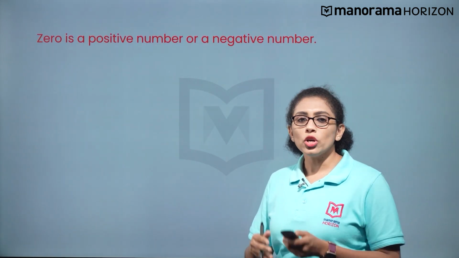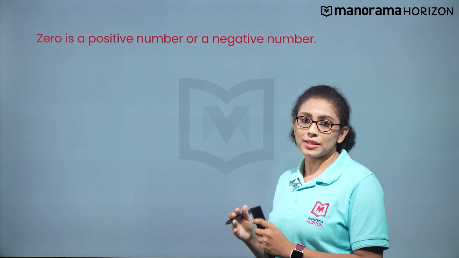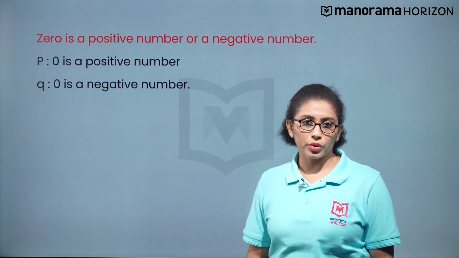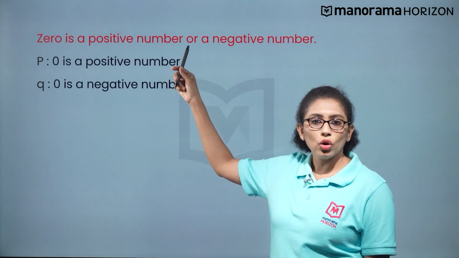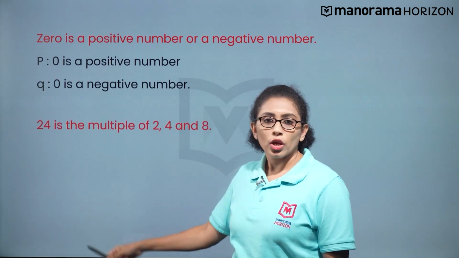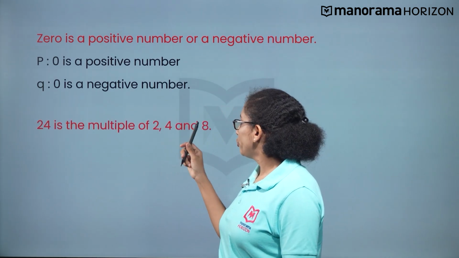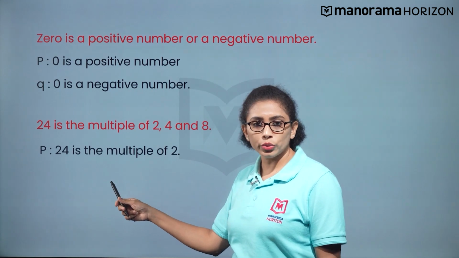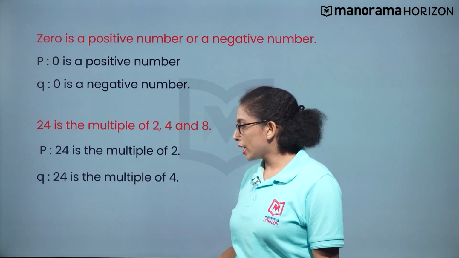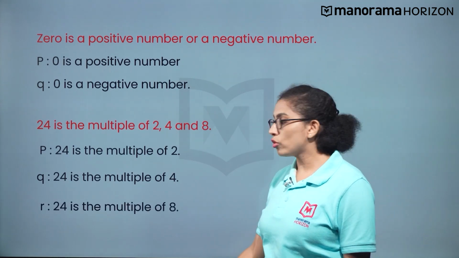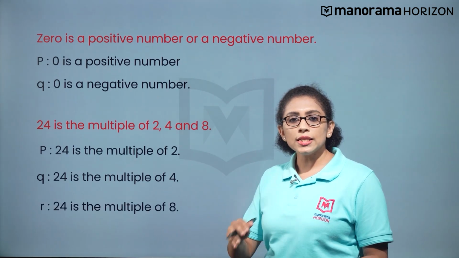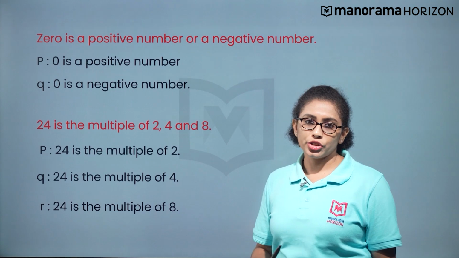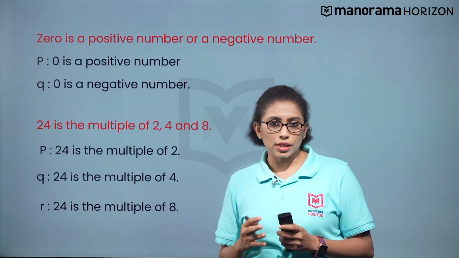0 is a positive number or a negative number. The component statements are 0 is a positive number and 0 is a negative number. And the connecting word here is or, right? Then, 24 is a multiple of 2, 4 and 8. The component statements are 24 is a multiple of 2, 24 is a multiple of 4 and the third component statement is 24 is a multiple of 8. So here all these statements are true and the connecting word here is and. I hope you are all clear with this concept, right?